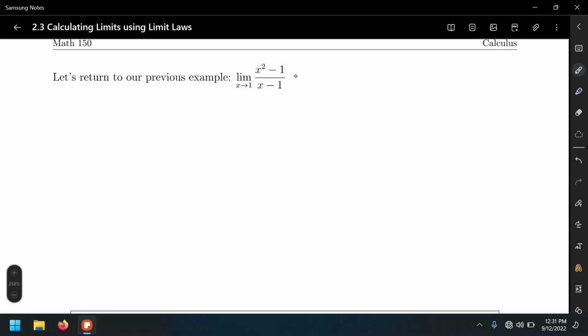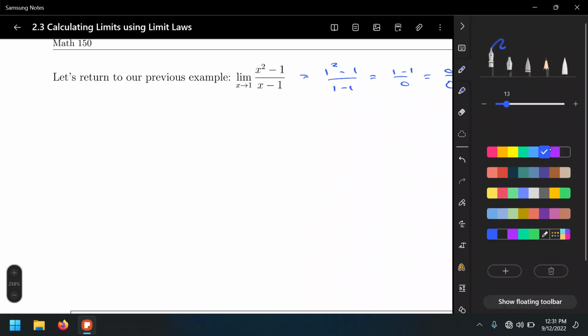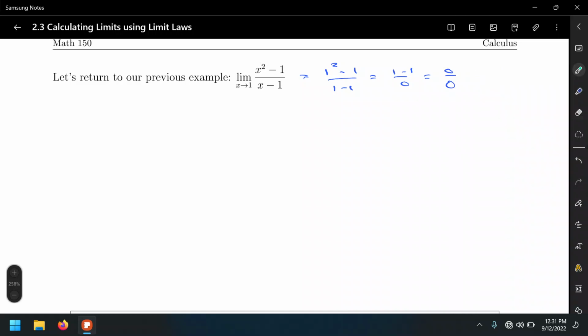So what we do is 1 squared minus 1 over 1 minus 1. This is 1 minus 1 over 0, which is 0 over 0. Well, that's actually good. Whenever we get 0 over 0, this is good because this is an indeterminate form. Not like the other ones, like a number over 0. No, that's not an indeterminate form.